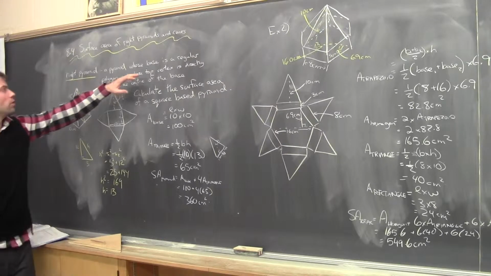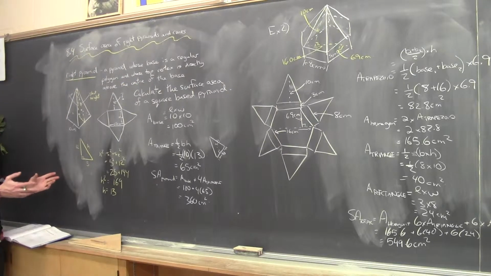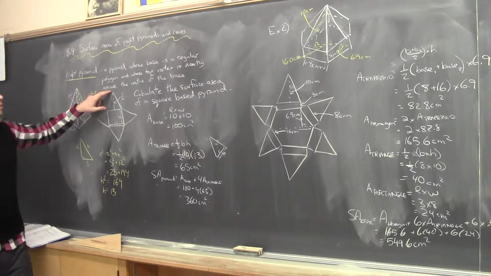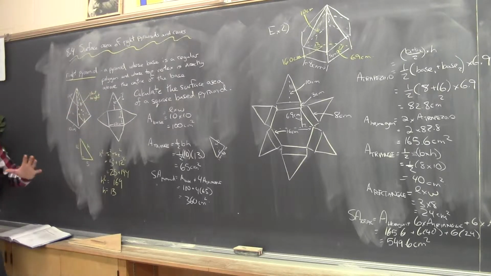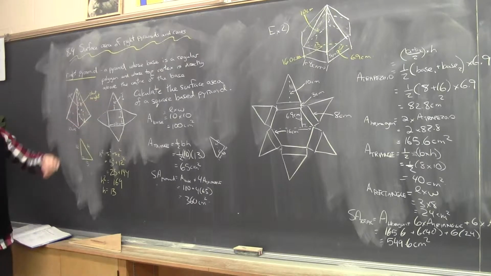So it's a regular polygon, so it could be 4-sided, 5-sided, but those side lengths are the same, and whose top vertex is directly above the center of the base. So it's a pyramid, a polygon that's going up to the center. So here's a square pyramid, square base pyramid. It says calculate the surface area of a square base pyramid.